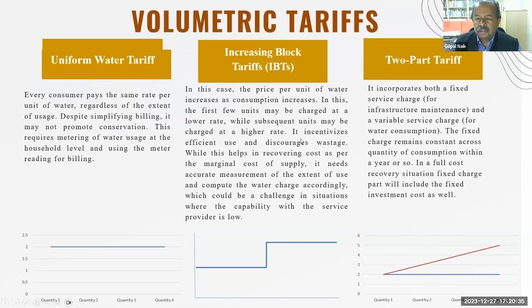as well as judicious use of water. So these are different volumetric tariffs that one can actually use in managing the drinking water system.